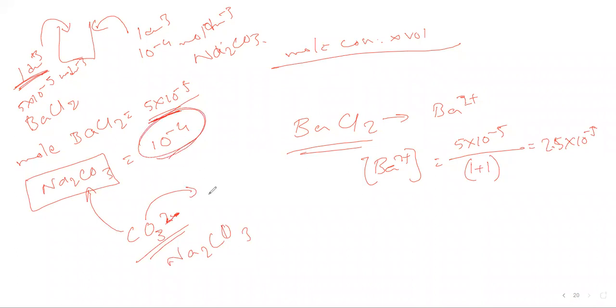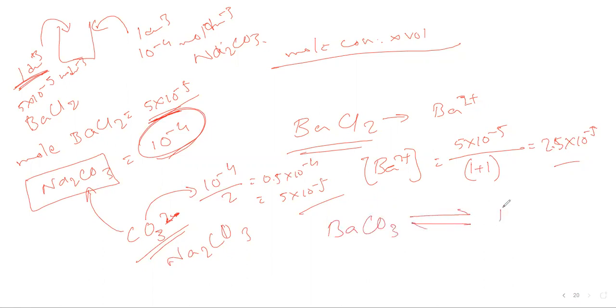So from this mole, we can find the concentration in the similar way, 10 to the power minus 4 divided by 2. And since it is already in dm cube, we don't need to do the multiplication of 1000. This is going to be 0.5 into 10 to the power minus 5, which is actually going to be 5 into 10 to the power minus 5. Now, using both the values, we can do the required part which they have asked us, which is Ba2 plus CO3 2 minus.